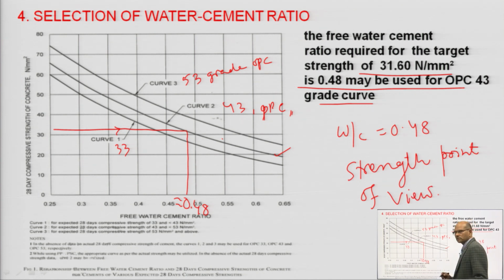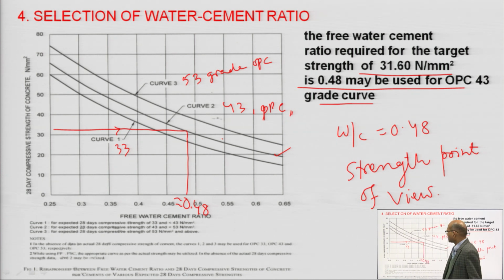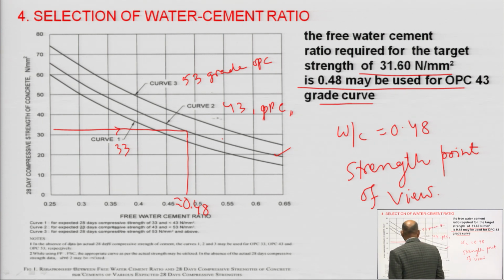So, now we have to consider the durability aspects. For the durability requirement, you also have to consider the water cement ratio. If your water cement ratio is more than 0.48, you will not be able to get the strength of 31.60, which is our mean target strength required. Now we will see the requirement of the durability condition also, which is very important.